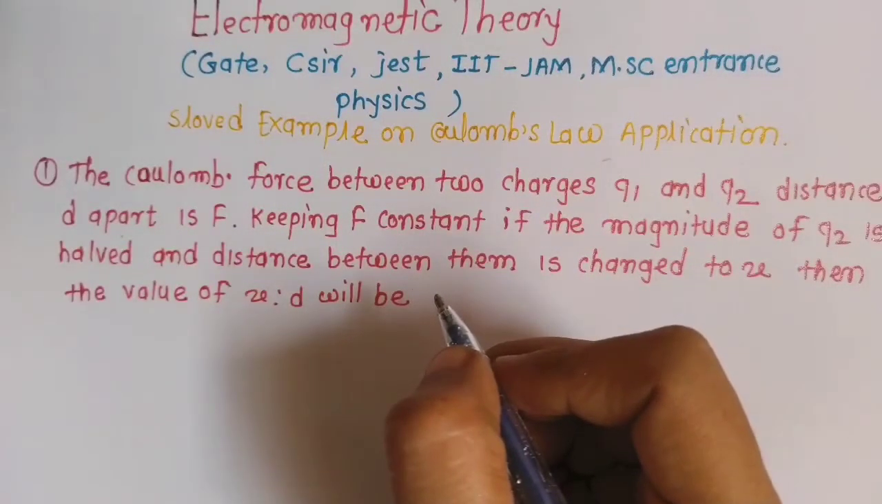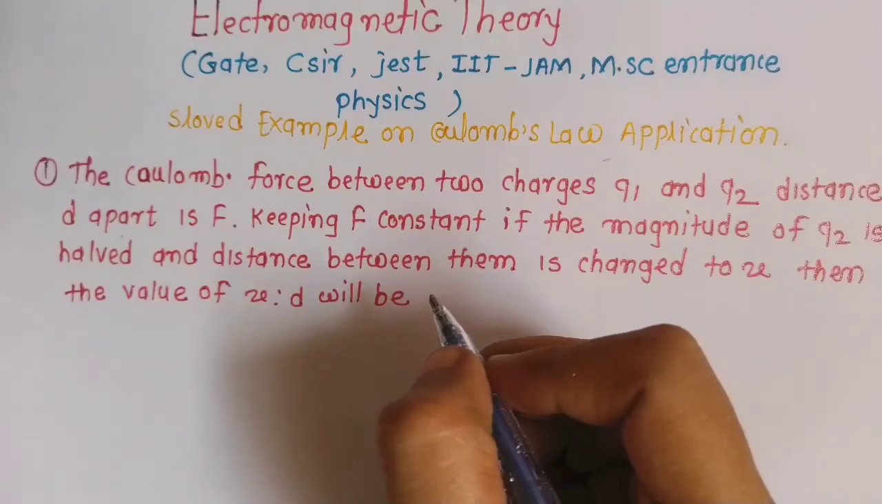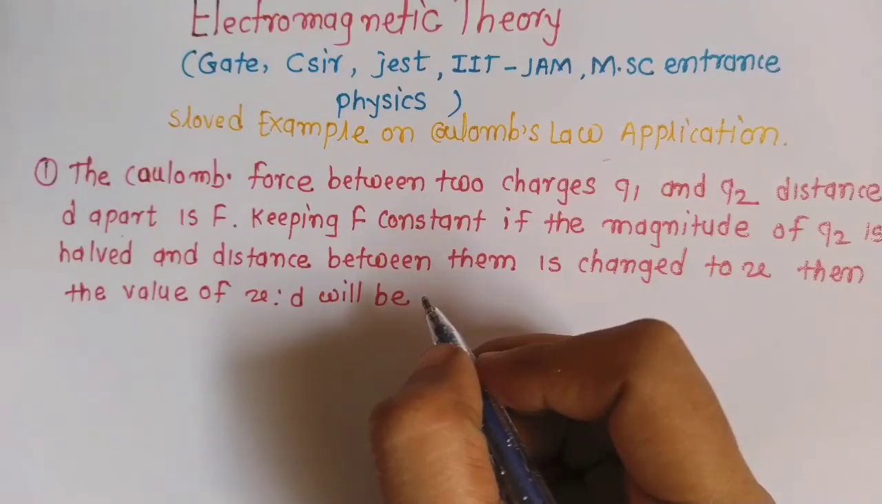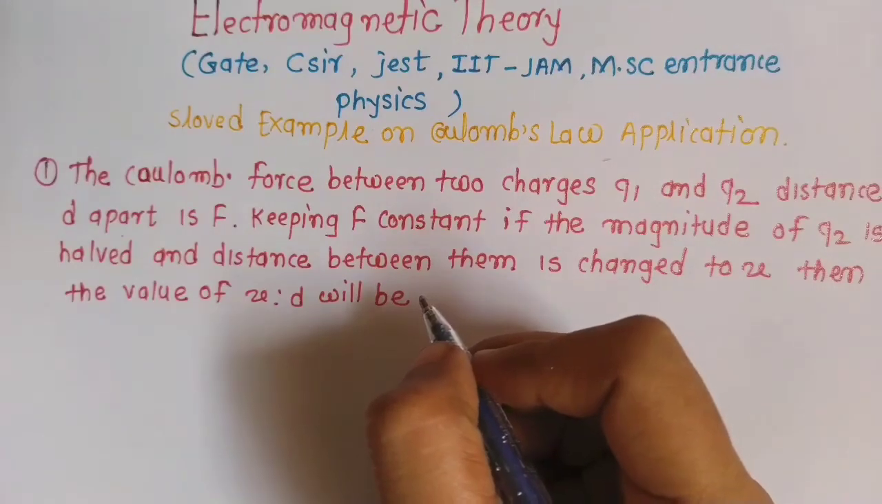Electromagnetic theory is one of the most important subjects under GATE physics, CSIR physics, JEST physics, IIT JAM, and MSc entrance physics. In this lecture we discuss some solved examples on Coulomb's law application.